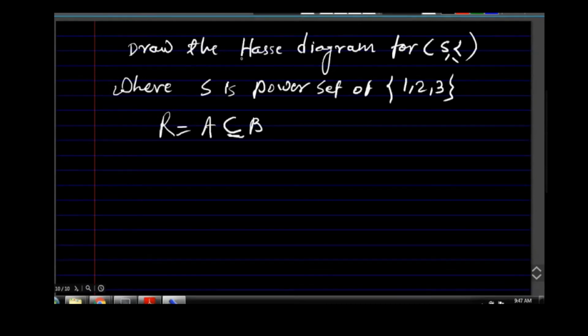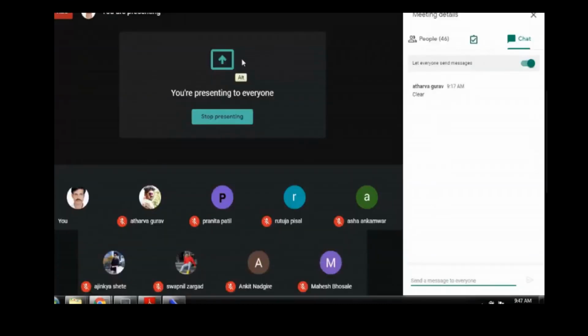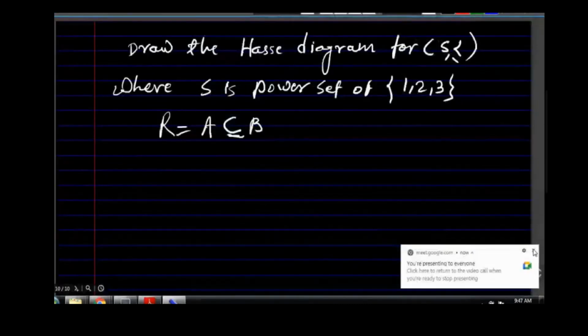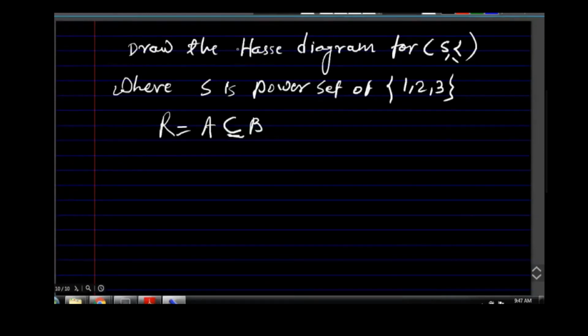Okay, in this example, they have asked us to draw the Hasse diagram for (S, less than or equal to). So your poset is represented by the symbol S comma less than or equal to. This means that this relation is a poset, a partial order relation. Here S is the power set of {1, 2, 3}, and the relation given is A less than or equal to B.